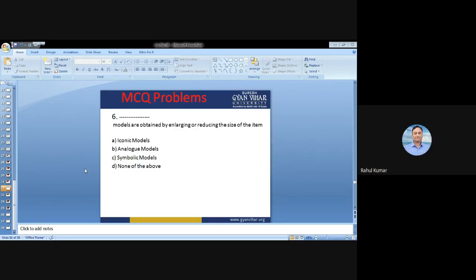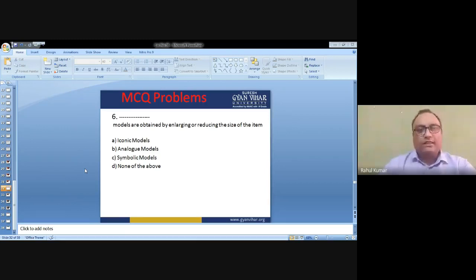The models are obtained by enlarging or reducing the size of the item. Iconic model, analogy model, symbolic model, and none of the above. This is the iconic model, right? And in the seventh case, operation research attempts to find the best solution of this problem. Optimal, perfect, degenerate, and none of the above. The correct answer for the question is optimum, right?